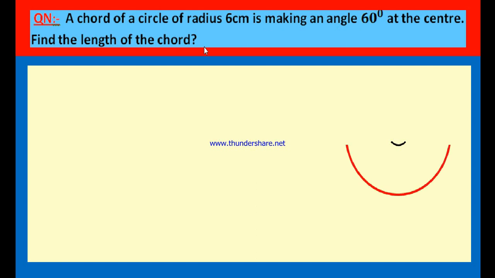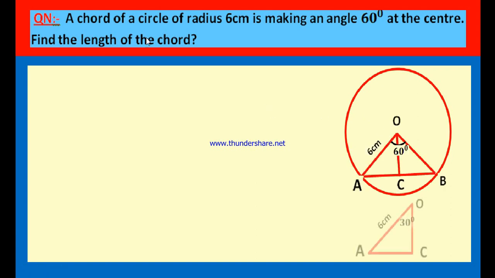Let us draw the diagram first of all. Here is a circle with a center and there is a chord AB. This chord AB makes 60 degrees at the center of the circle. OA is the radius and OB is the radius. In the question itself it is given that the radius of the circle is 6 centimeters. Therefore, OA is equal to 6 centimeters and OB is equal to 6 centimeters.